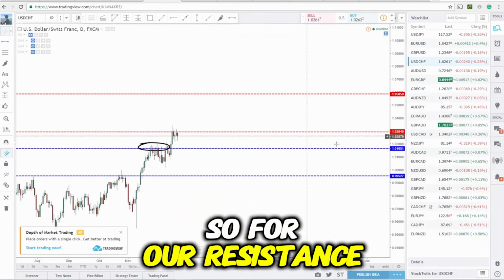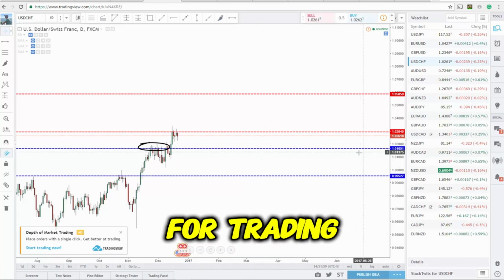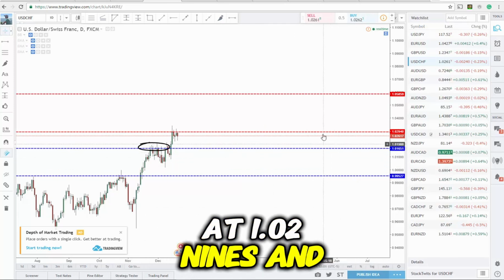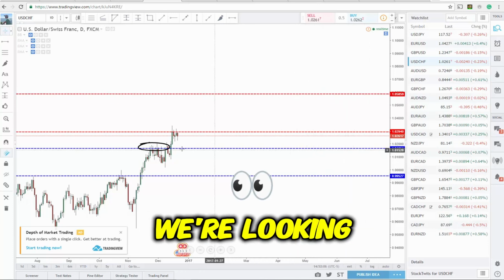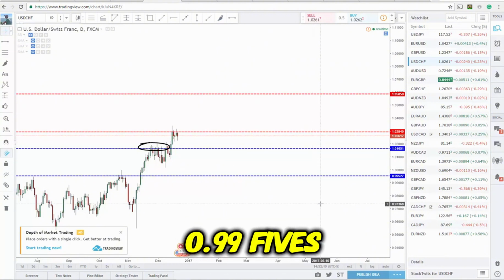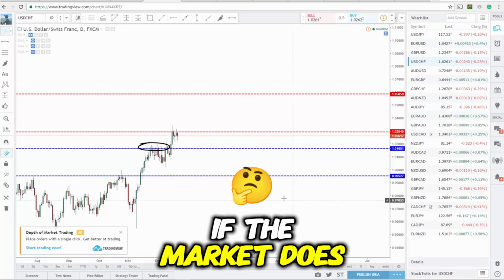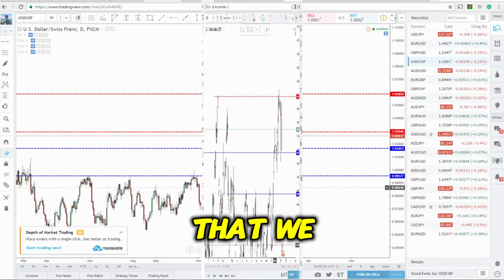So for our resistance levels on the dollar Swiss, we're looking at where the market is now for trading opportunities at 1.029s and also above that at 1.058s. We're looking at the support levels being 1.016s and 0.995s. If the market does decide to come down from this present resistance level that we were at.